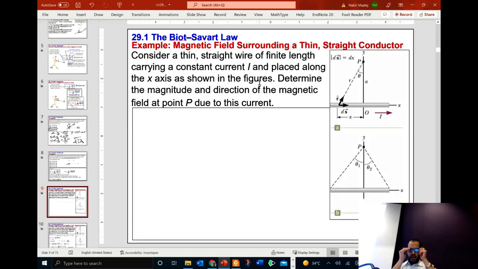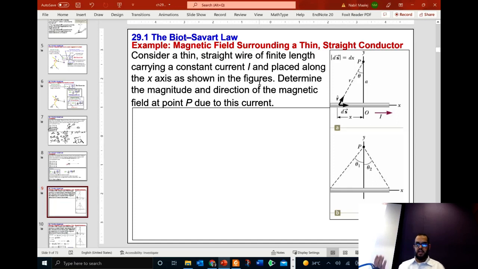Okay, so now we have an element or a line that is conducting current along the x-axis. So it's a straight wire of finite length carrying a constant current I and placed along the x-axis as shown in the figure. Determine the magnitude and direction of the magnetic field at point P. We did not mention how we determine the direction.